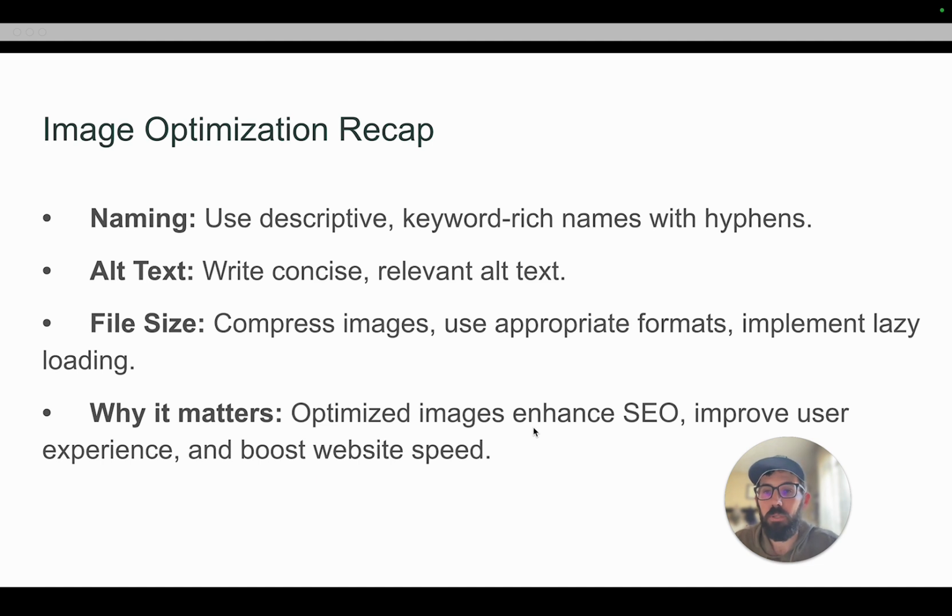Recapping image optimization. Naming: use descriptive, keyword-rich names with hyphens. Alt text: write concise, relevant, descriptive alt text. File size: compress your images, use the appropriate formats, implement lazy loading. And why it all matters: optimized images improve your SEO, they improve your user experience, and they will boost your website speed.